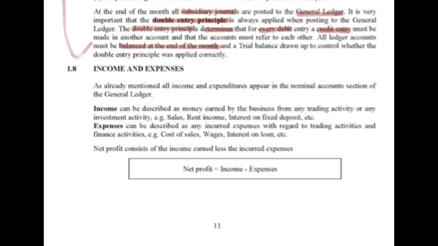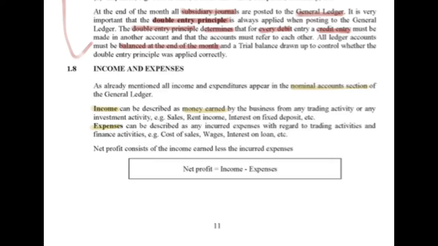Incomes and expenses. As already mentioned, all incomes and expenditures appear in the nominal accounts section of the general ledger. So an income can be described as money earned by the business from any trading activity or any investment activity. So examples of incomes are sales, rent income, fixed interest on fixed deposits, etc.